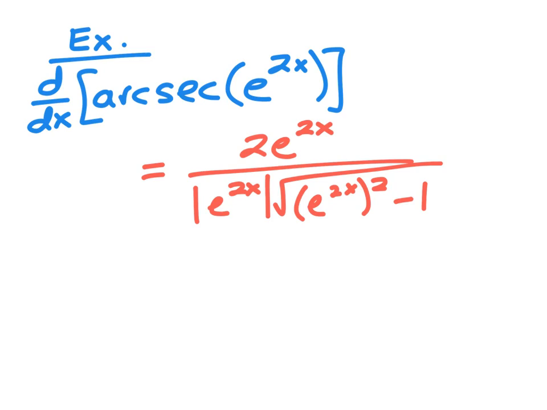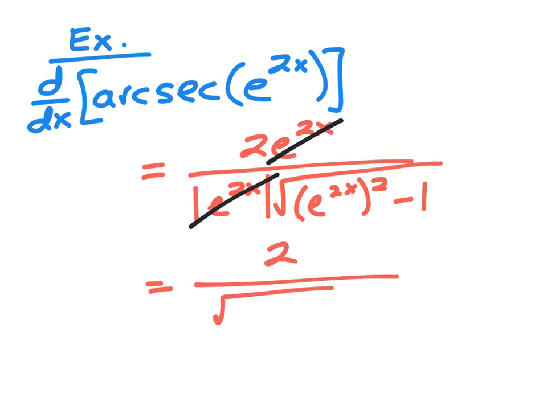So with your e to the 2x, keep in mind that e to the 2x is already positive because that's an exponential function above the x-axis. So really, these are going to cancel out, and then that would leave me with 2 only on top, the square root of e to the 4x minus 1 on the bottom. So hopefully that helps you out with a basic understanding of just the review of inverse trig functions as well as looking at their derivatives.